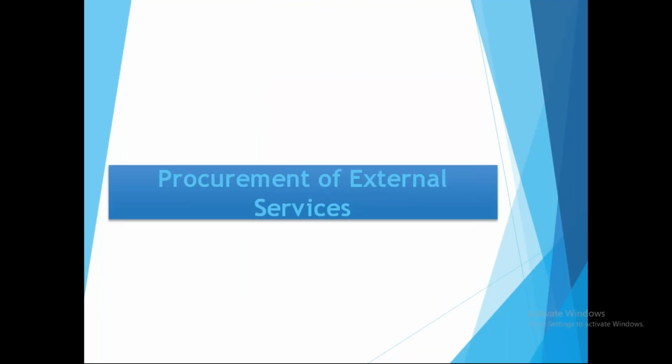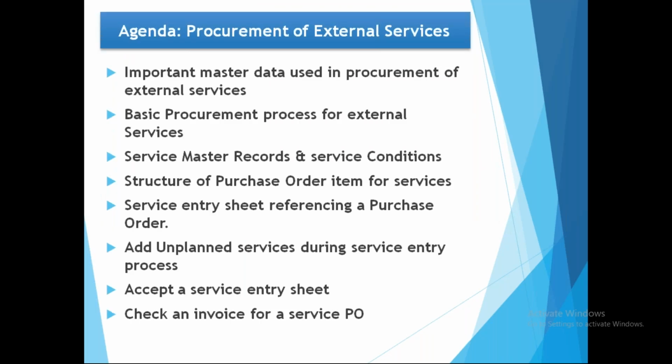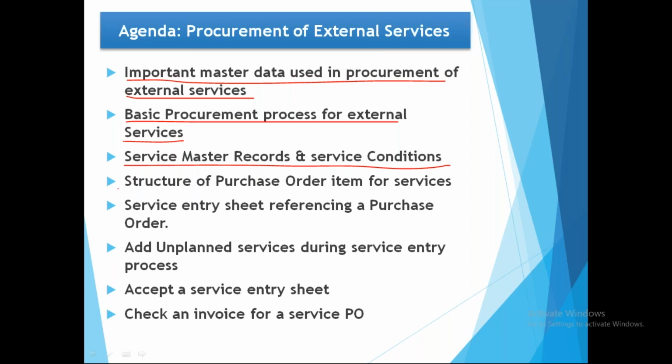So today we will be starting our next topic, that is procurement of external services. Here are the topics that we are going to cover. We will see what is the important master data used in procurement of external services, the basic procurement process for external services, service master records and service conditions we will see. Then we will see the structure of purchase order item for services.